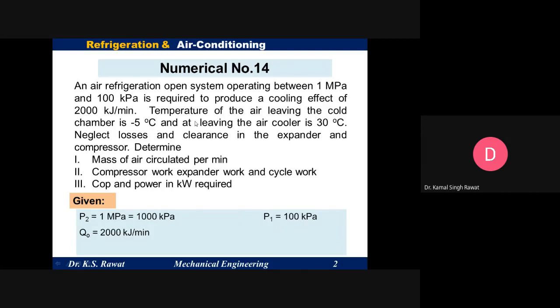And we also have two temperatures. So temperature of the air leaving the cold chamber, it means it is the temperature at the outlet of the refrigerator or inlet to the compressor. So this is T1. And another one is the temperature at the outlet of the air cooler. It means it is T3. So we have T1 and T3.